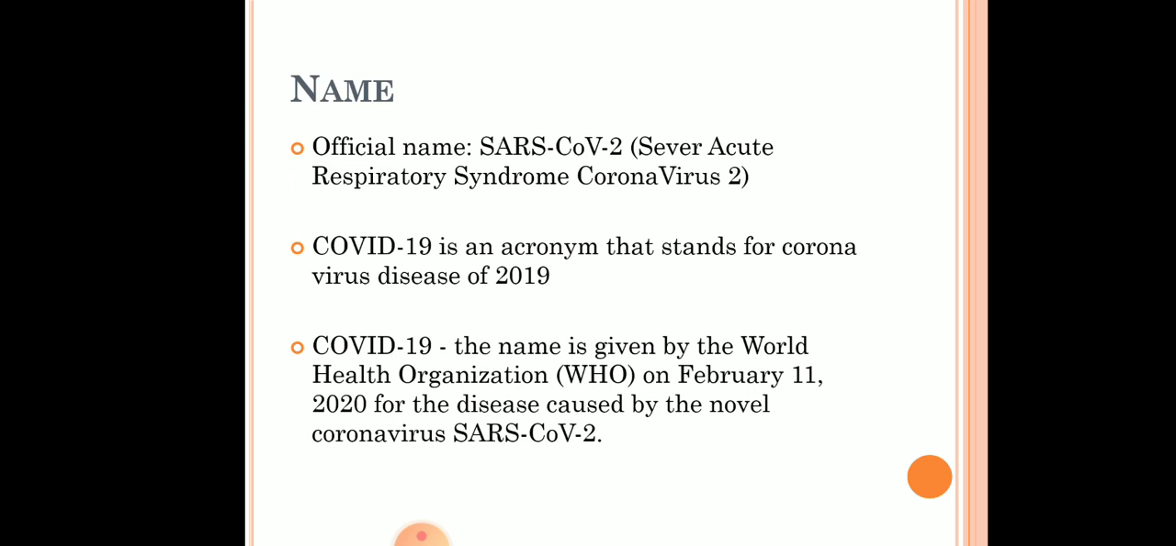When you look at the official name of COVID 19, it is actually SARS-CoV-2. What is the full form of SARS-CoV-2? It is Severe Acute Respiratory Syndrome Coronavirus 2. So, though the official name is SARS-CoV-2, we are not much familiar with that particular name. Rather, we are familiar with COVID-19.